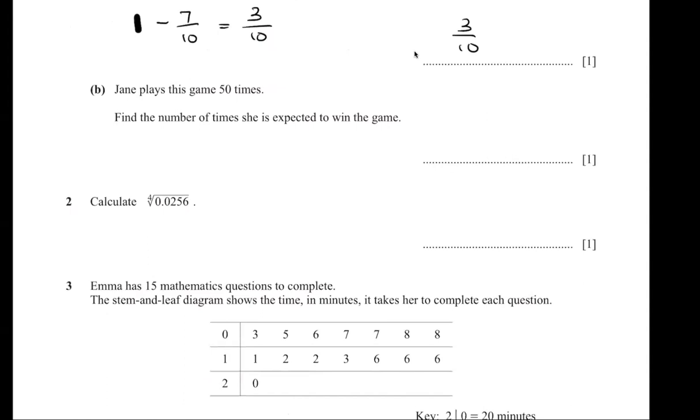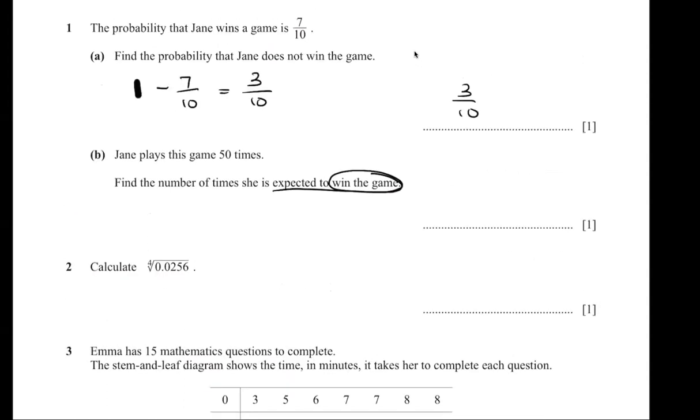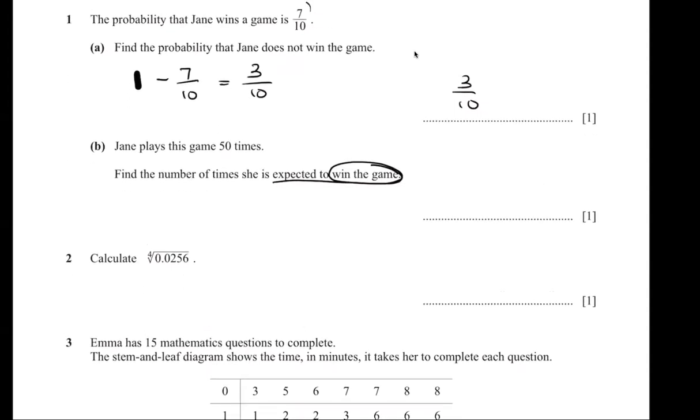Jane plays this game 50 times. Find the number of times she's expected to win the game. So we need to see when she can win the game. She wins at 7/10, so 7 out of 10 games she wins. So in 50 times, she'll probably win 35 times.